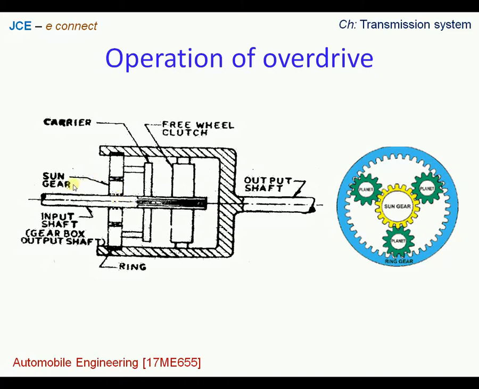Further, the operation goes like this. When the sun gear is locked, then we see that the rotation of the crankshaft will be multiplied at the output shaft, and when the sun gear is unlocked, then whatever the speed that is obtained at the input shaft, the same speed will be transmitted to the output shaft, so that we call it a direct drive. So we see very clearly the advantage of using overdrive here.